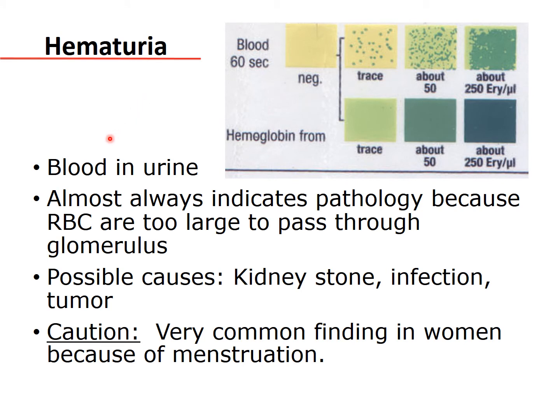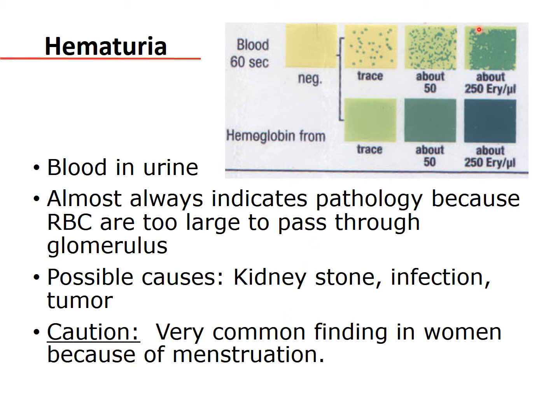Hematuria. If you have blood in the urine, it is always indicative of pathology because red blood cells are too large to pass through the glomerulus. A possible cause is microscopic hematuria, which usually occurs, coloring the urine red, meaning about 1 ml of blood per 1 liter of urine. That can be due to a kidney stone, for example, infection or tumor. However, you have to know that it's a very common finding in women because of menstruation.